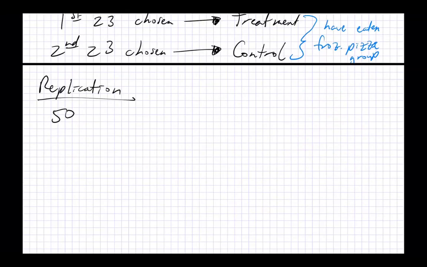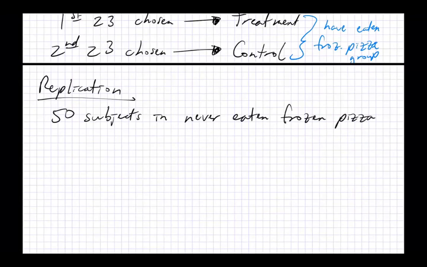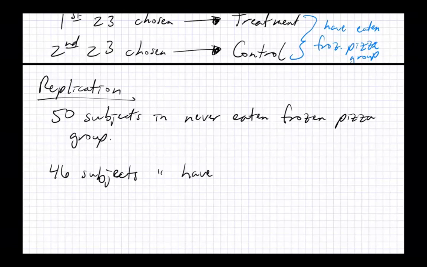50 subjects or participants in never eaten frozen pizza group. And here I have 46. 46 subjects in have eaten frozen pizza group. So the quotations just mean I'm repeating.